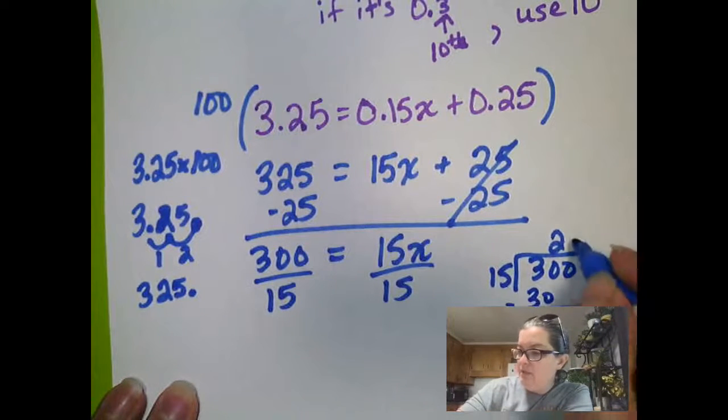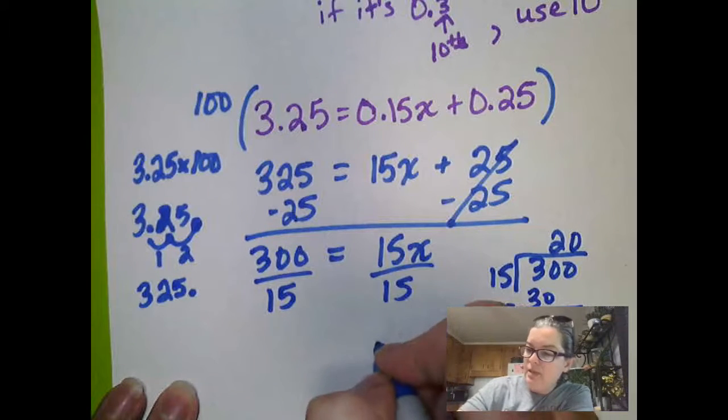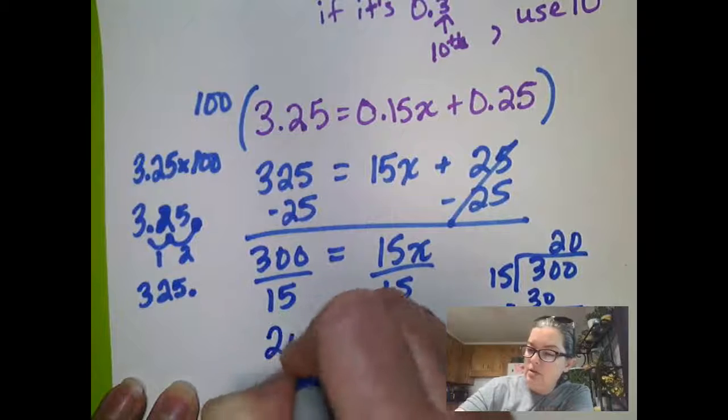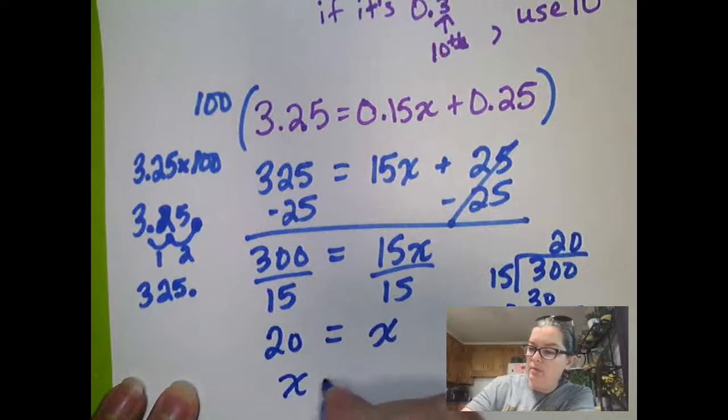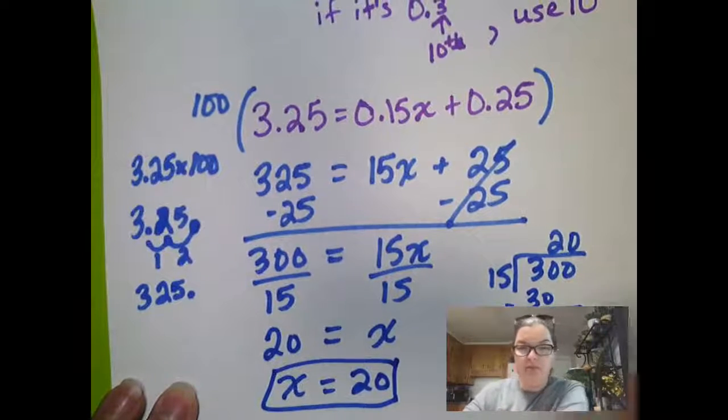And bring down the 0. 15 will go into 0 zero times. So that's where we get the 20 from. So x is equal to 20. And you can flip those around if you want to, which mathematicians prefer, if you write the variable equaling the number. And that's pretty smooth, right?